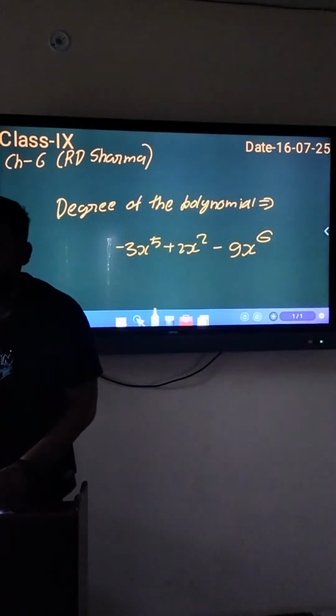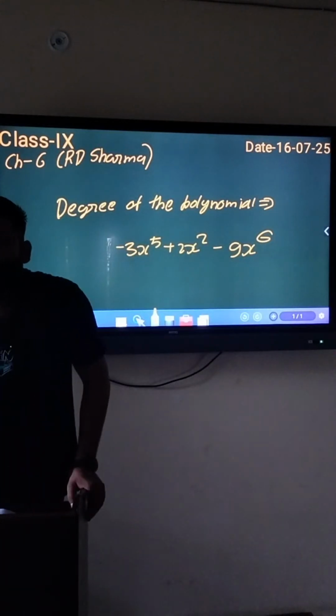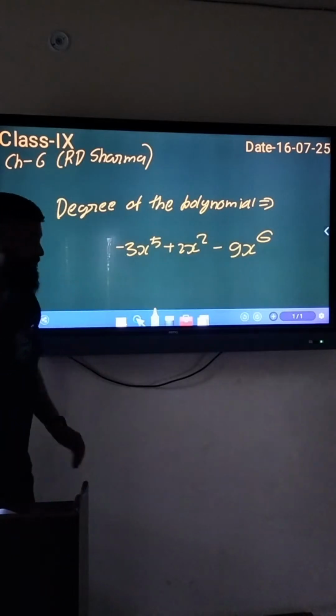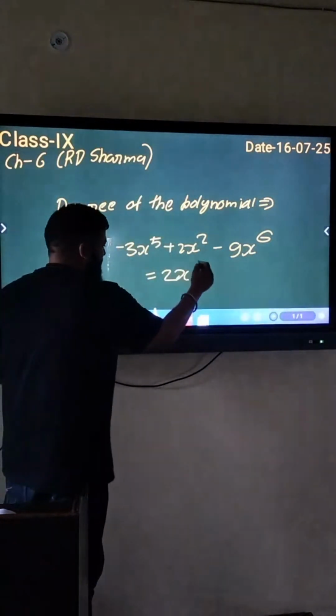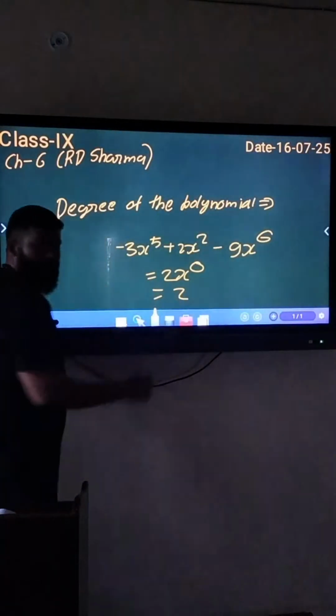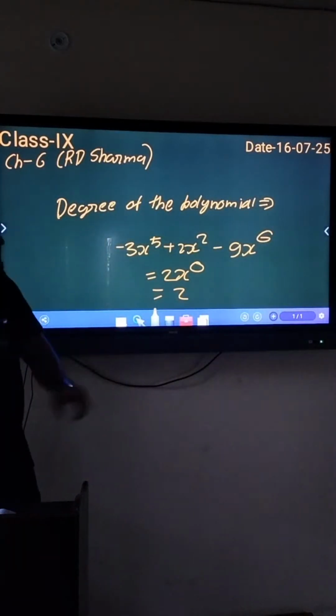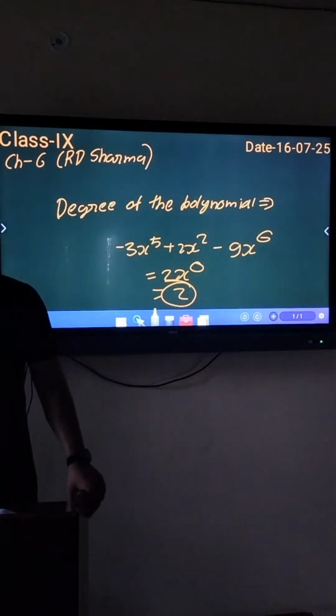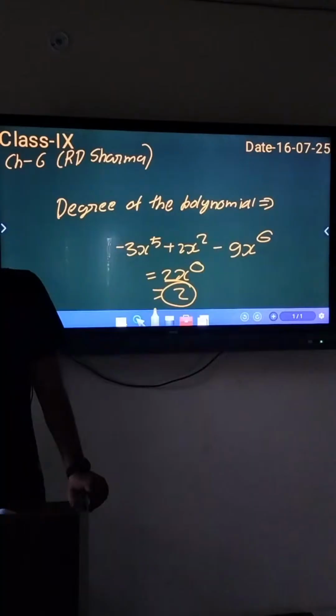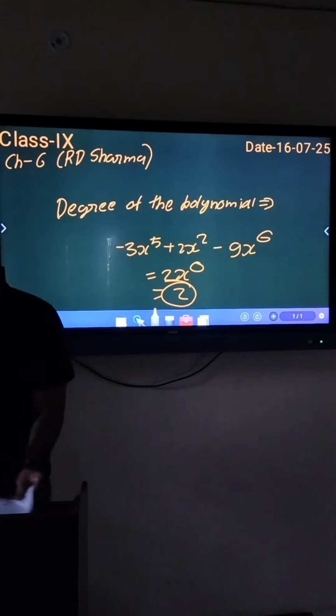Okay, constant polynomial. When the variable's power is 0, that is called a constant polynomial. Like if I write 2x power 0, we can also write 2. x power 0 means what? 1. So 2 into 1 is 2. So that is called which polynomial? Constant polynomial.